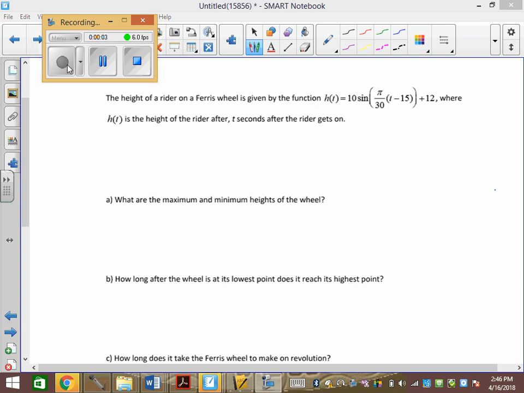The height of a rider on a Ferris wheel is given by the function h of t equals 10 sine(pi over 30 t minus 15) plus 12, where h of t is the height of the rider after t seconds after the rider gets on. Word problems are in radians, because word problems make no sense in degrees. So you're going to be in radian mode whenever you're touching a word problem, because it doesn't make sense in degrees.